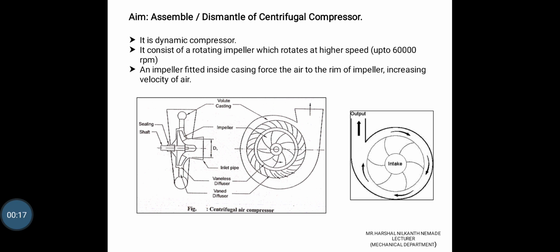The inlet area is more, and as the air is compressed, the area gets less to increase the pressure or increase the velocity of the compressed air. It is a dynamic compressor. It consists of a rotating impeller which rotates at high speed, up to 60,000 rpm. An impeller fitted inside the casing forces the air to the rim of the impeller and increases the velocity of the air.